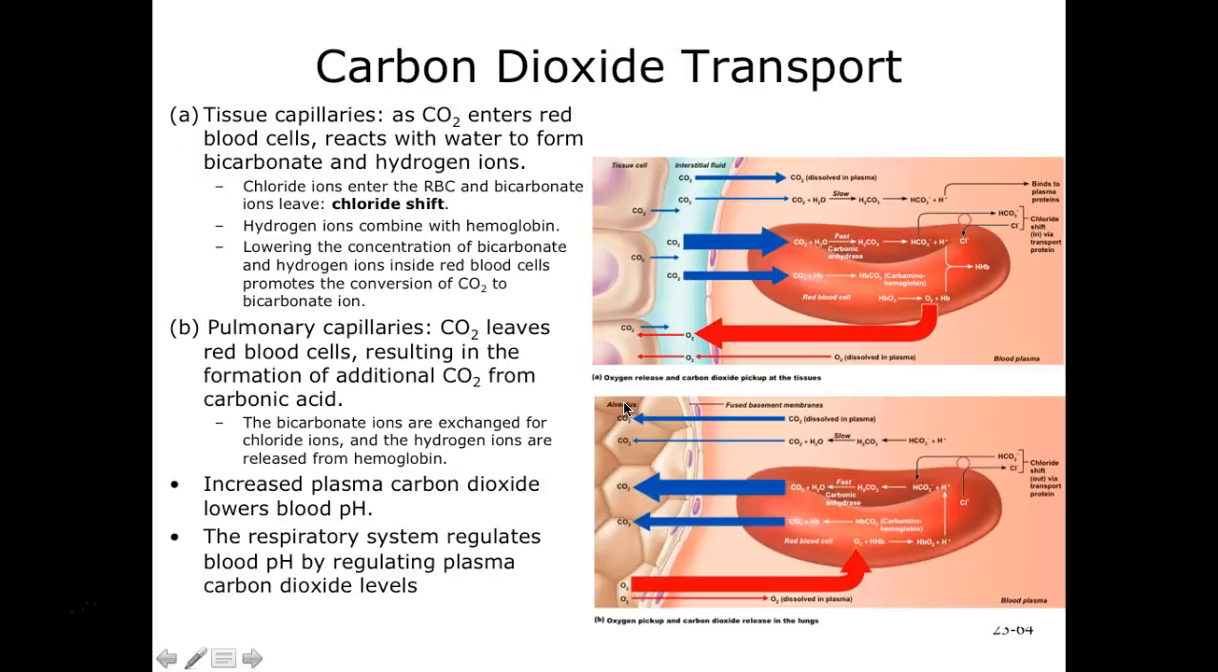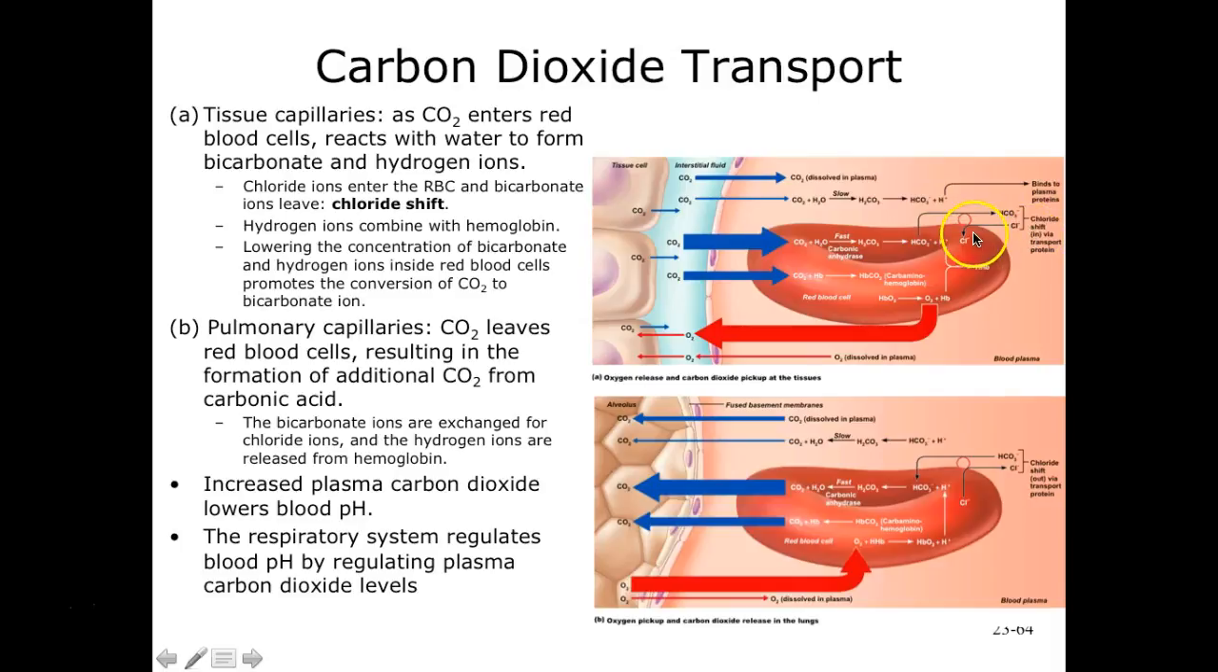And here we're going to talk more about carbon dioxide transport. So what we're going to discuss first is our tissue capillaries, and that's what we're seeing here, an exchange between our capillary and our tissues. So as our carbon dioxide is entering our red blood cell, it's reacting with water once again to form our bicarbonate and hydrogen ions. This is going to cause a chloride shift. So that's what you're seeing over here. Our chloride ions are entering our red blood cell and our bicarbonate ions are leaving.